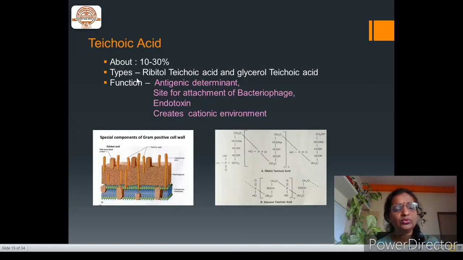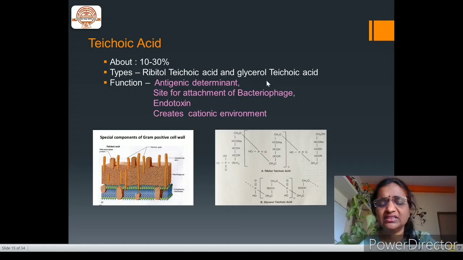In case of gram positive bacteria, there are two types of teichoic acid, ribitol teichoic acid and glycerol teichoic acid. They are structurally very similar. Ribitol teichoic acid, as the name itself indicates, is made up of ribitol, a C5 sugar. A number of ribitol molecules are arranged side by side and linked by 1,5 phosphodiester linkage to form ribitol teichoic acid.